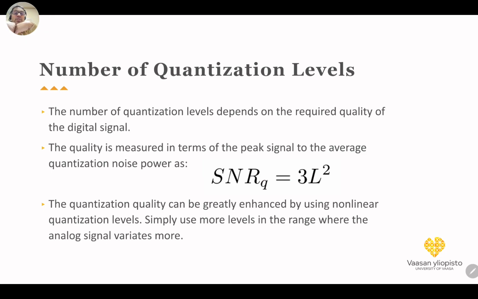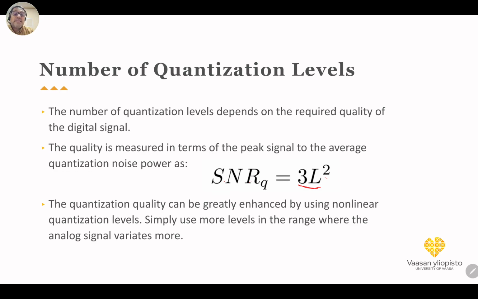Now, as I mentioned before, the number of levels determines the accuracy of the conversion, and we represent the round-off error due to quantization as noise. So the peak signal to noise ratio can be derived easily as 3L squared, where L is the number of levels within the range. As you have more levels, you will have a higher signal to quantization noise ratio. The signal here is computed as the peak signal power divided by the average noise power of the quantization process, given as 3L squared.